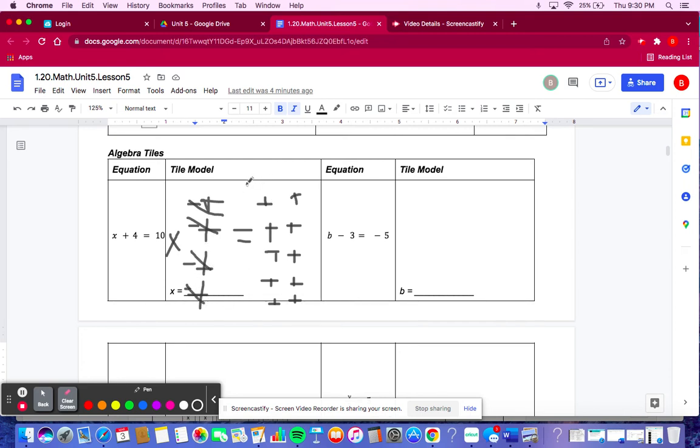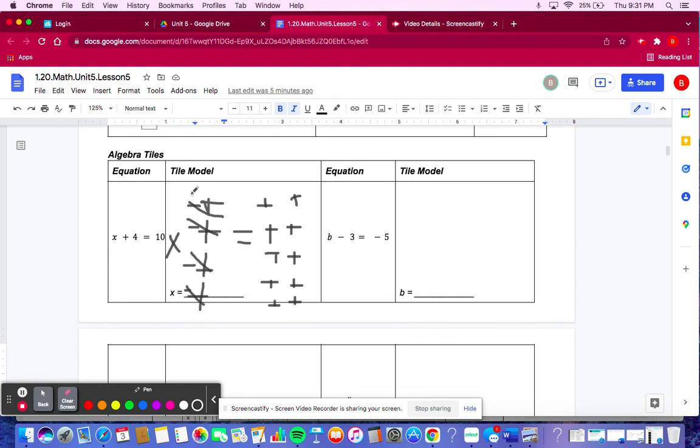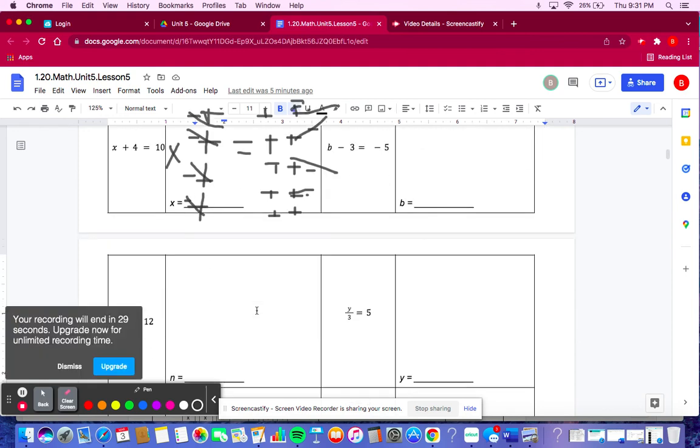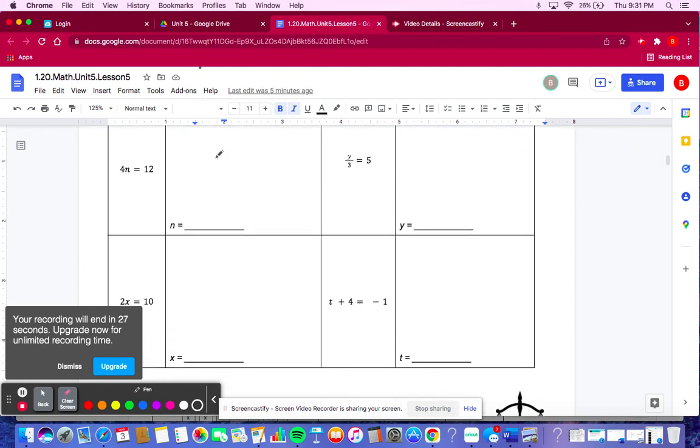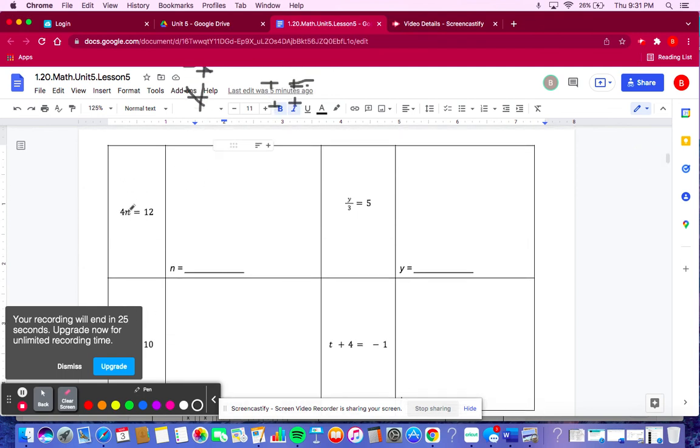Now, again, today's lesson is all about balance. So if you take 4 away from this side, or if you have -4, you have to have -4 on the other side as well. 3, 4, and now I have 1, 2, 3, 4 0 pairs that I can cross off, and that's how we got our answer of 6. This one, again, this is multiplication, so you'd have 4 groups of n is equal to 12. Split both sides into 4 groups.